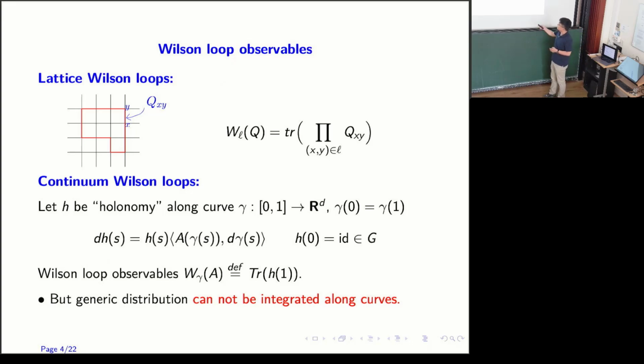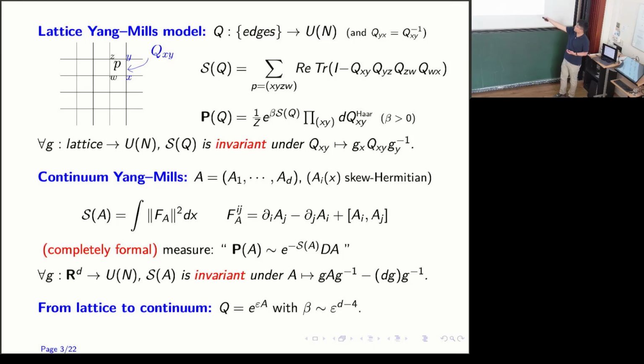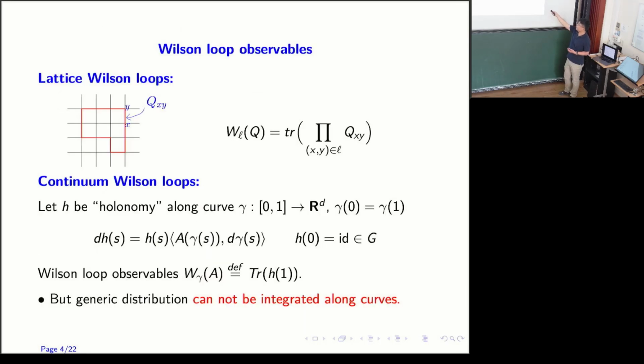On the lattice, it's defined as follows. Take any loop, it's a red loop here, I multiply all the Q variables, the matrices along the loop. So this is the product over the loop of Q_xy, and then take the trace. So this is actually a number: given any loop, it gives you a number. And what's special here is this number is gauge invariant, which is very easy to check. The gauge transformation is defined like this, and if you just insert the G and the G inverse into this product, they all cancel.